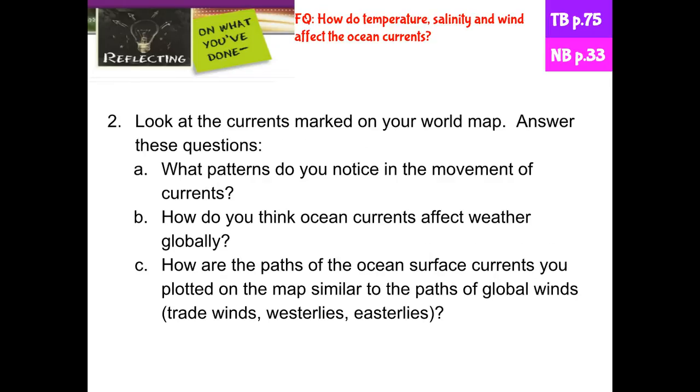Reflection number 2 is to look at the currents marked on your world map, which you should have done in investigation 5.3. And what patterns do you notice in the movement of currents? How do you think ocean currents affect the weather globally? And how do the surface currents you plotted on the map compare to those of the global winds, the trade winds, the westerlies, and the easterlies?